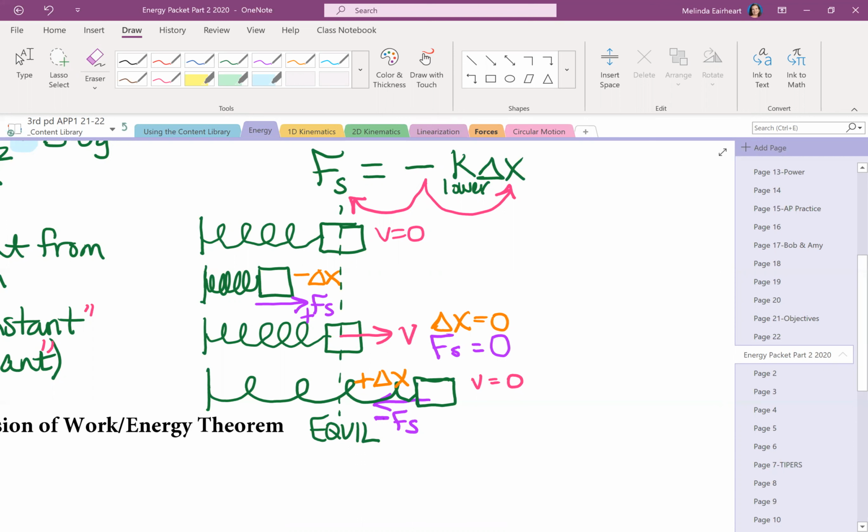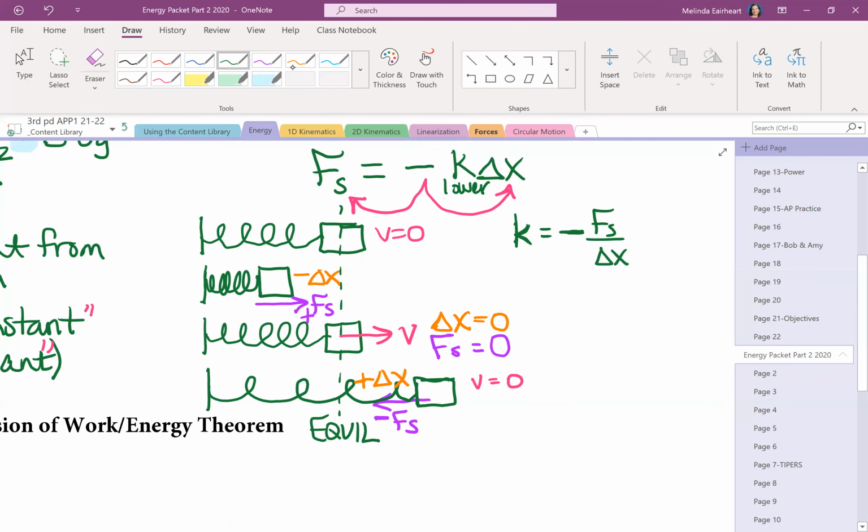So what if we were to solve this for spring constant? Well, it would be the negative ratio of force over displacement, and that's a lowercase k.